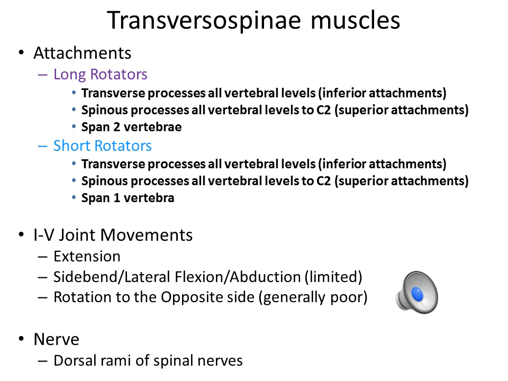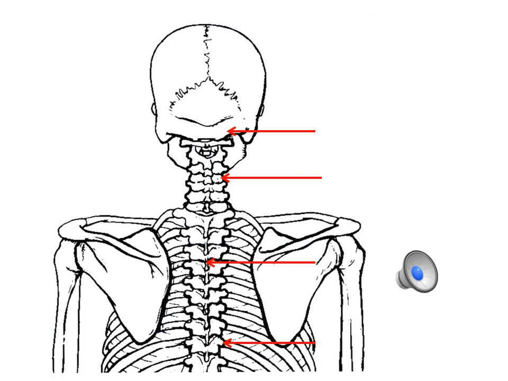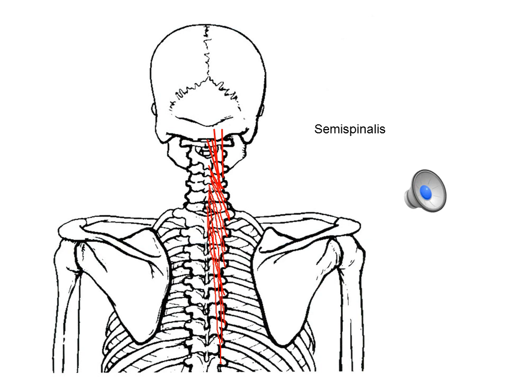The movements of the transversospinae muscles at the intervertebral joints are extension, side bending, and rotation to the opposite side. The innervation of the transversospinae muscles is the dorsal rami of the spinal nerves. In this diagram, go ahead and draw in the semispinalis with its attachments in the cervical and thoracic regions. Remember that the fibers of this muscle, semispinalis, cross over an average of 4 to 8 vertebrae. How does your drawing compare to mine?